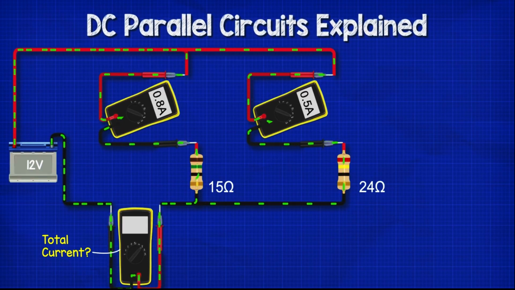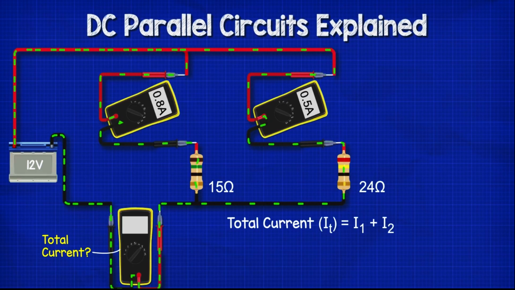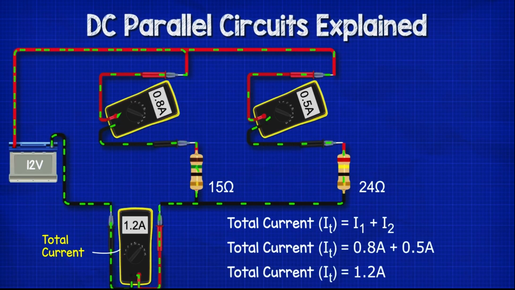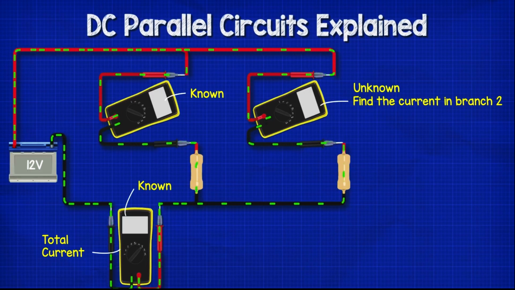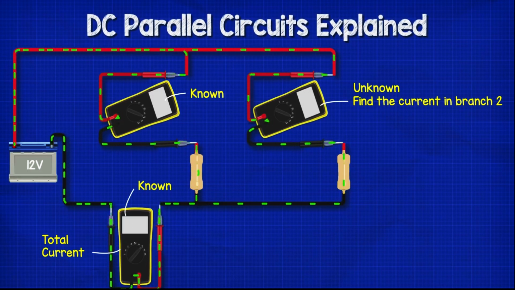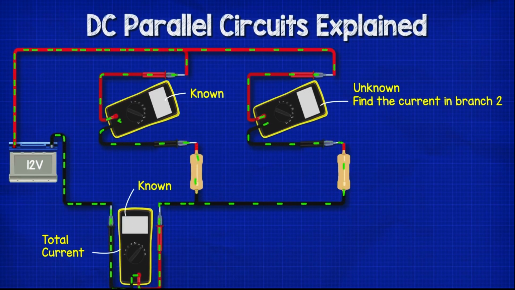Well, we know that the total current in the circuit is equal to the sum of the currents in all the branches. Therefore, 0.8 amps plus 0.5 amps is 1.2 amps. What if we know the total current and the current in one branch? How do we find the current in the other branch? Well, that's easy. We just subtract.